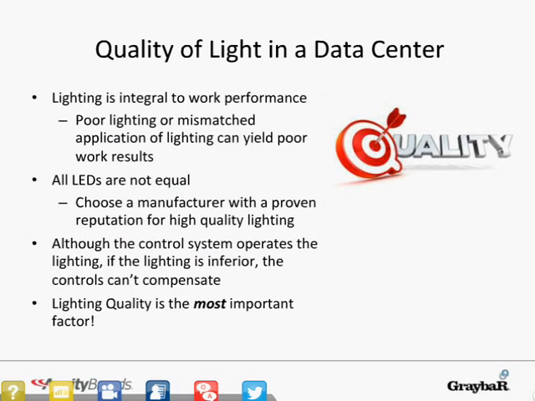Okay, so now that we know the true power of digital lighting, it's important to reiterate the fact that the quality of light, not control of the light, is the most important factor. We know that poor lighting leads to poor results. So when you're selecting a digital lighting system, choose a manufacturer with a proven reputation for quality. I mean, controls, and this is coming from a control guy, may help you put the light on your work at the right time. But if the light it's controlling is an inferior quality of light, then even the best control system out there is not going to give you what you need, and it's not going to compensate for poor quality light. So therefore, lighting quality is really the most important factor to consider in this application.